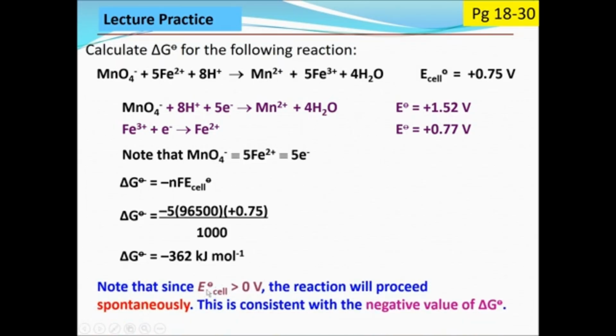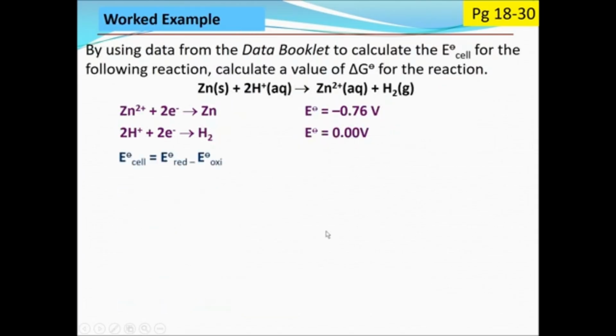Okay, this is a spontaneous reaction, given by a positive cell potential value and a negative delta G. Let us look at worked example 8 to finish this up as well.